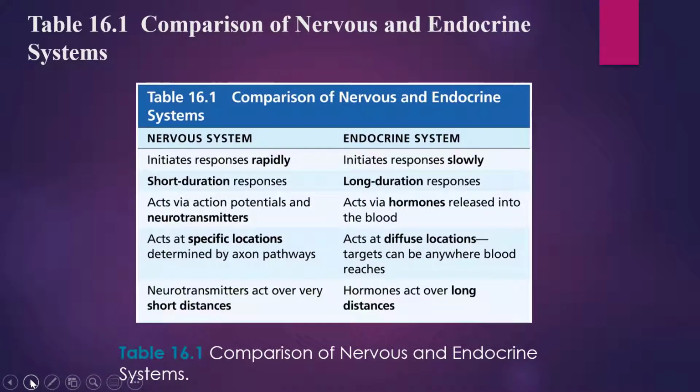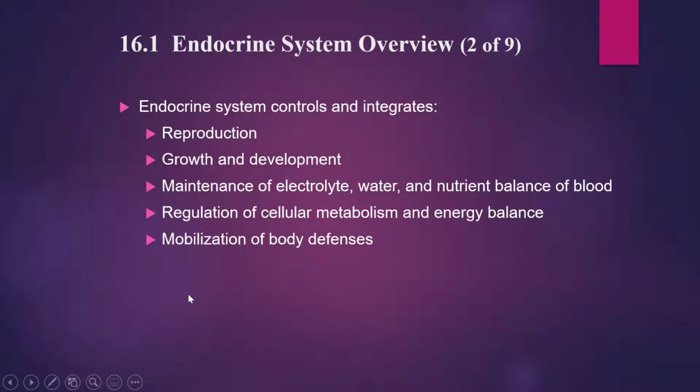This is a comparison for you to study, to compare and contrast the nervous system and the endocrine system, just so you know that this could be part of your review sheet. What is the scope? How far is the endocrine system acting? It is controlling and integrating reproduction, the growth and development of the body, the maintenance of electrolyte, water, and nutrient balance of the blood, the regulation of cellular metabolism and energy balance, as well as mobilization of body defenses.